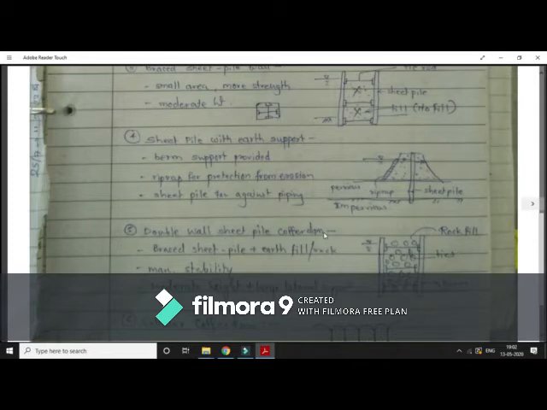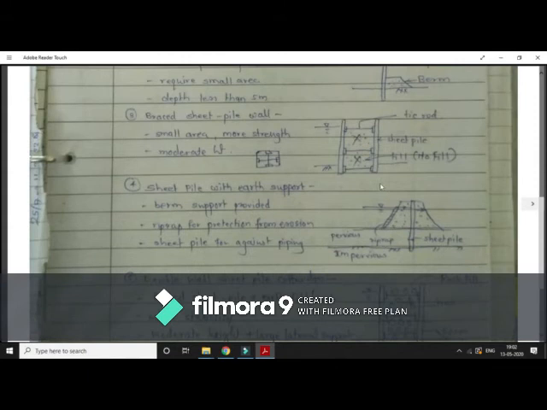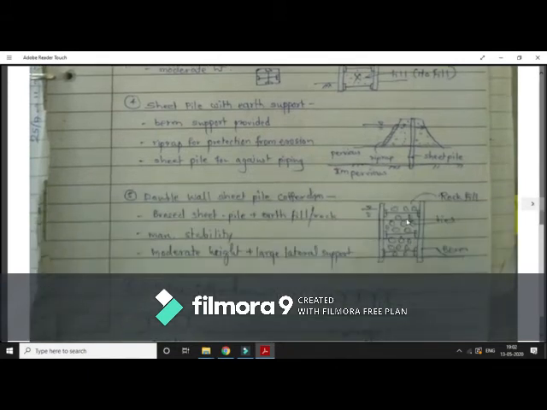Double wall sheet pile cofferdam. Here you can see the same braced sheet pile wall is combined with rock filling. In the in-between portion, the sheet pile and tie rods are provided, and the in-between portion is filled with rock fill. So braced sheet pile plus earth fill of rocks. It has the maximum stability as compared to the above one. For moderate height and large lateral support, this can be used here.